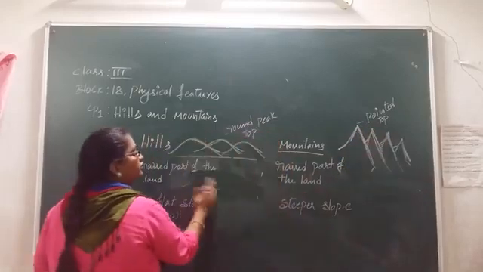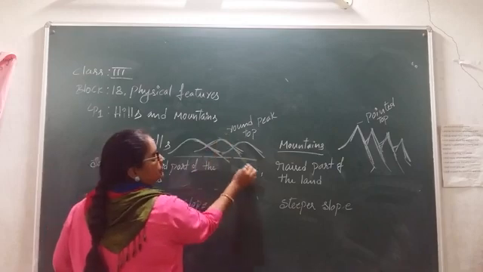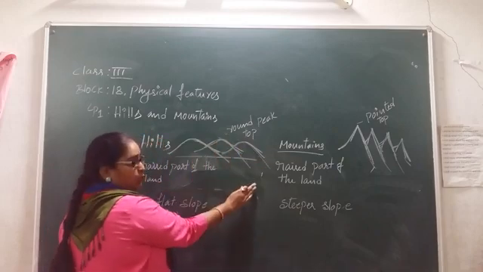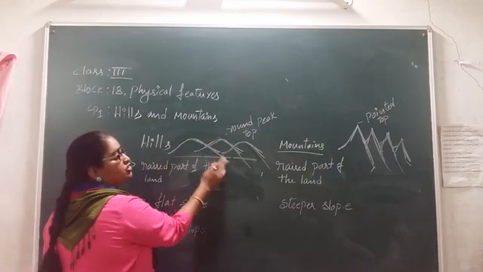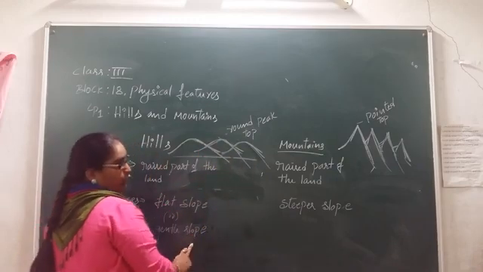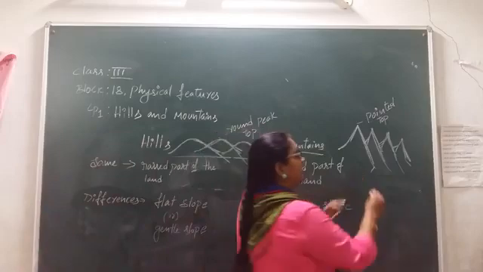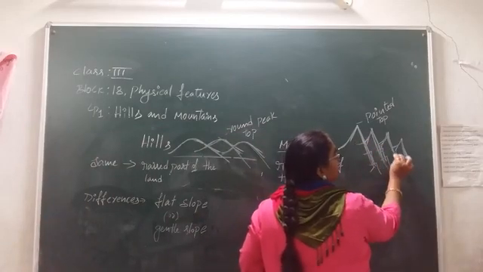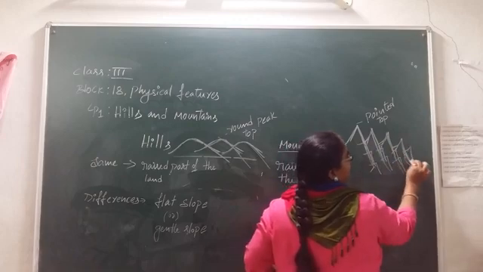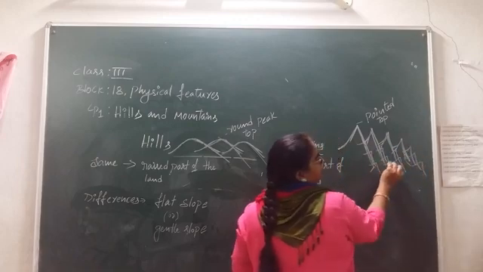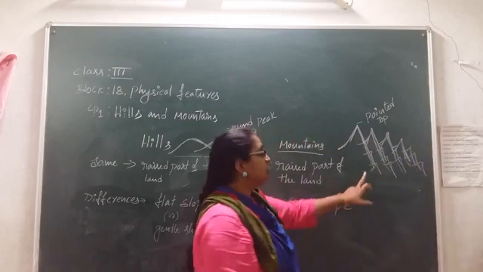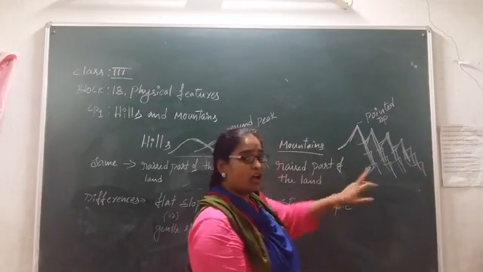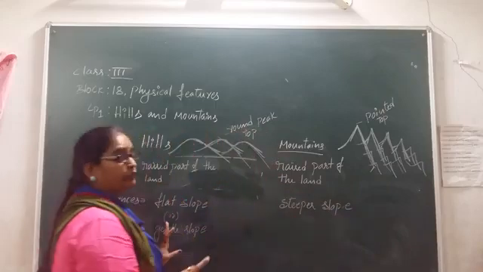Okay? And what about the slopes? These we call slopes. The hills have gentle and flat slopes. But compared to the hills, some mountains will have steeper slopes. There will be some rocks like this. Okay, children? So these slopes are called steeper slopes. These are the main two differences.